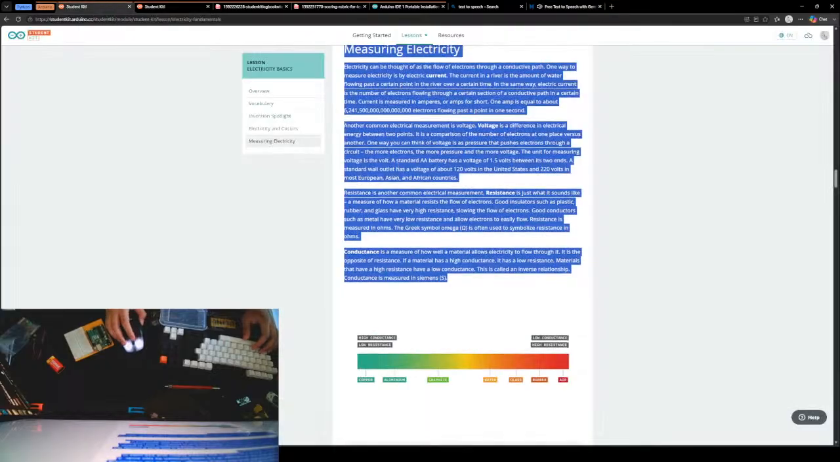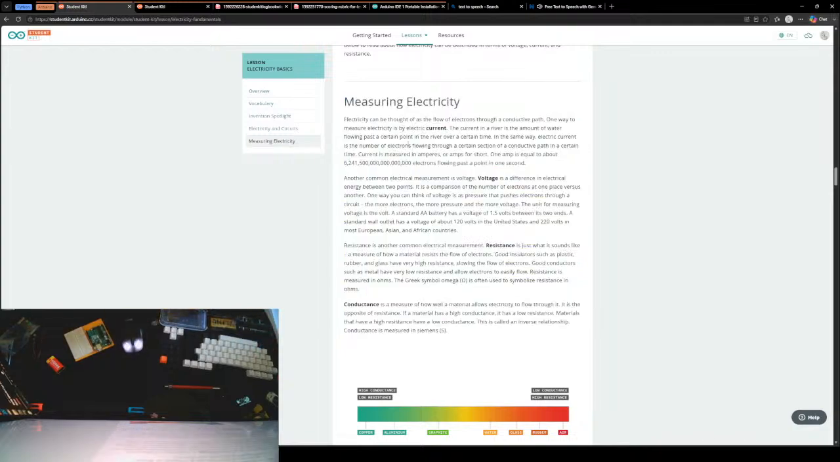Measuring electricity. Electricity can be thought of as the flow of electrons through a conductive path. One way to measure electricity is by electric current. The current in a river is the amount of water flowing past a certain point in the river over a certain time. In the same way, electric current is the number of electrons flowing through a certain section of a conductive path in a certain time.